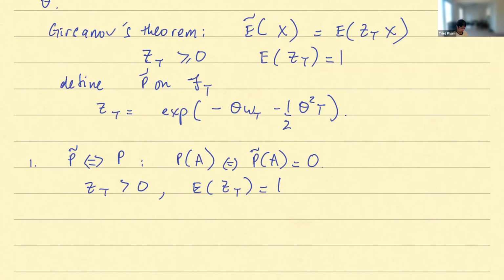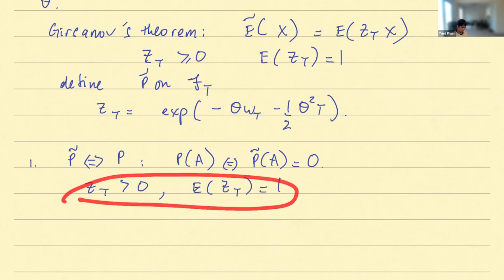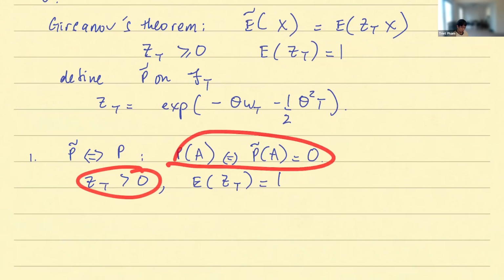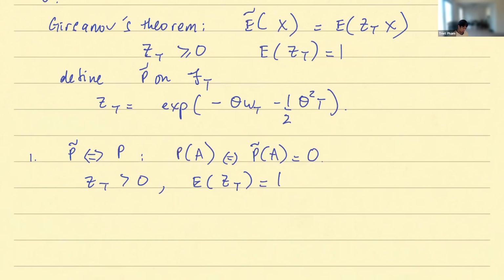It really means different things. So first of all, this is trivial by our choice. And second, like I said, the fact that ZT is positive allows this to be true. Why? Suppose, I'll just do one direction. If A is such that P of A is equal to 0, then P tilde of A by definition is the expectation of ZT times the indicator function of A.